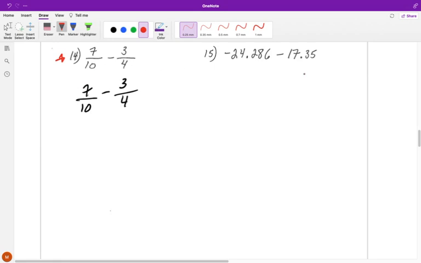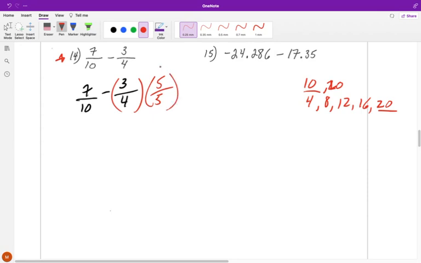So we need to say, okay, 10 and 4, what is our least common multiple? And if you ever get stuck, remember, just write out your multiples of your smaller number until you get to one that you know that the bigger number goes into. 20 I know 10 goes into, so 10 goes into 20, and so does 4. So that's my least common denominator. Well, 4 times 5 gives me 20, so I'm multiplying it by 5 over 5, because remember, this is equivalent to 1, so we're not changing the value of it.